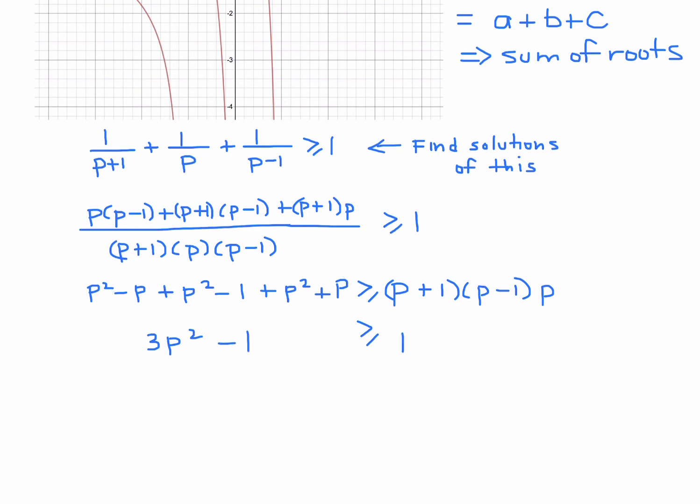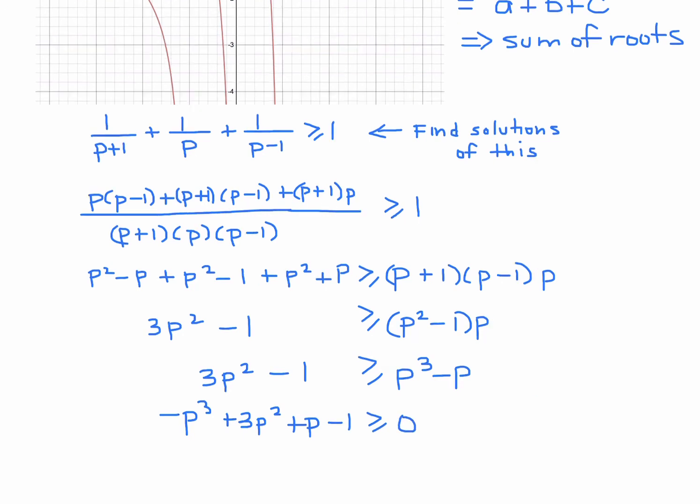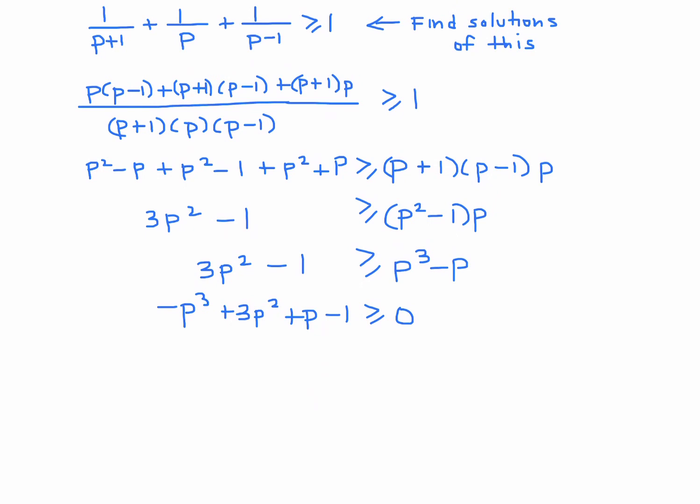On this side, let's just expand this. So this will be p squared minus 1, and then multiplying by p. So this will be p to the third minus p, and this is p squared minus 1. And then put everything on one side, so we get minus p to the third, and plus 3p squared plus p minus 1 is greater than or equal to 0. So at this point, we have to look at this, and this is much simpler because now we can use Vieta's formula.